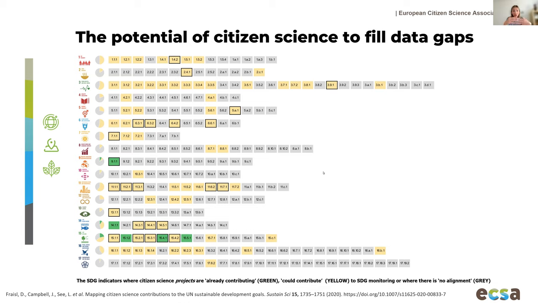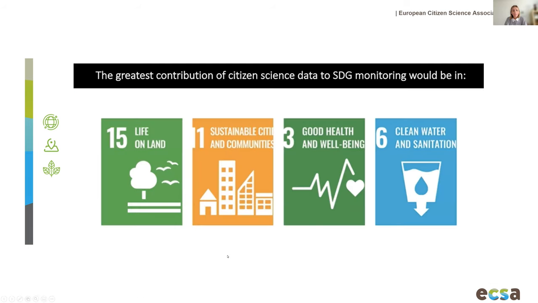It is also important to highlight that citizen science data have the greatest potential for input to the environmental SDG indicators, which I mentioned before, 58% of which currently lack data. Next slide, please. In terms of the goals where this potential lies, the greatest contribution from citizen science to SDG indicators would be in SDG 15, life on land, SDG 11, sustainable cities and communities, SDG 3, health, and SDG 6, water. Next slide, please.